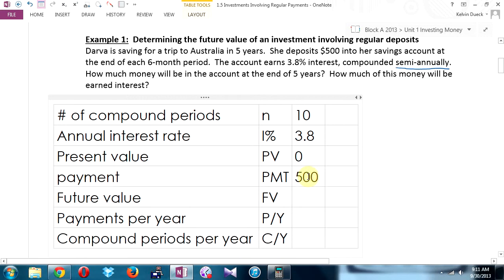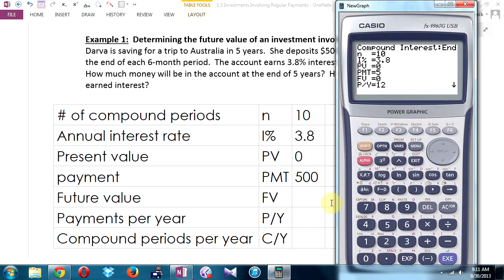Don't hit enter. 500, hit enter on this one, Mr. Dueck. What's the final value? Isn't that what this question is asking us to find out? Isn't it? So just leave it as a 0 for now. Come back to it. It's not 0, but the calculator is going to fill it in for us.